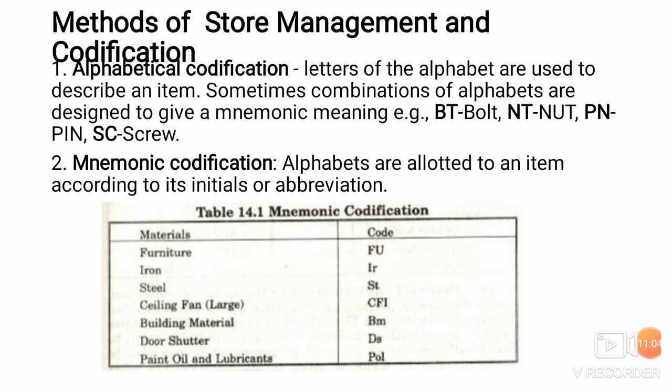The next one is mnemonic codifications. Alphabets are allotted to an item according to their initials or abbreviations. Here we are going to see an example. Materials like furniture, iron, steel, ceiling fan, etc. are mentioned, and the code given for furniture is FU, for iron it is IR, for steel it is ST, and for ceiling fan it is SFI since it is a large one. And next, building material is BM, door shutter DS, paint, oil and lubricants POL.